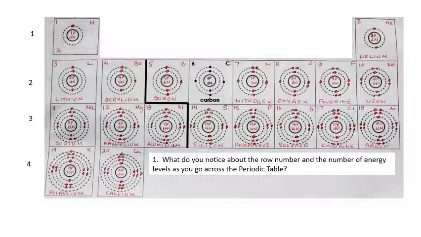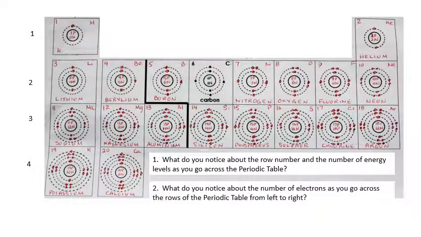Very interesting. And how about 4? All right, and then the next question I'm going to ask is, what do you notice about the number of electrons as you go across the rows of the periodic table from left to right?